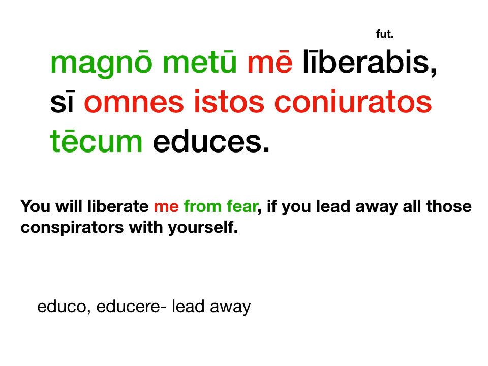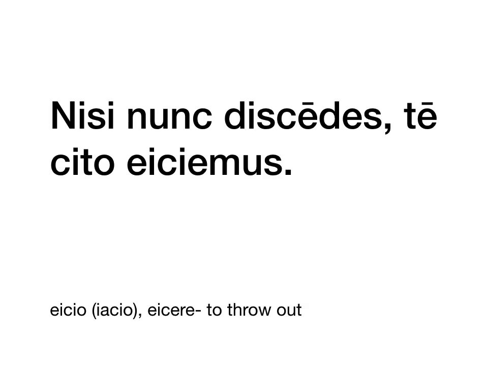All right, good. And I think we have two more. So, nisi non discedes, te eiciemus. Let's see here. Give this one a shot and then move ahead. But this verb, I don't know if we've seen this once before. It's similar to iacio, but instead of just throw or hurl, it's more like throw out or expel. Okay, give it a shot.